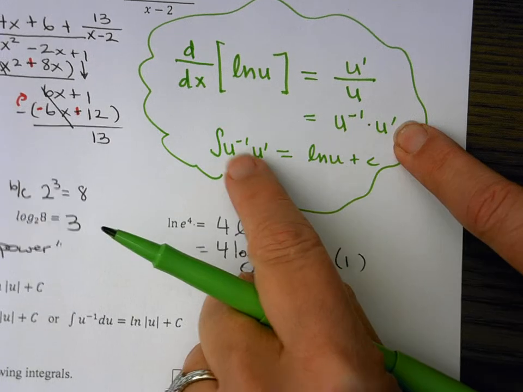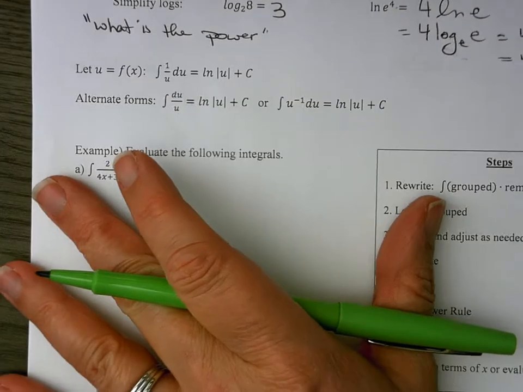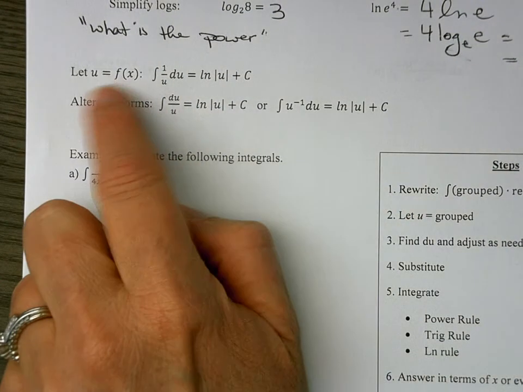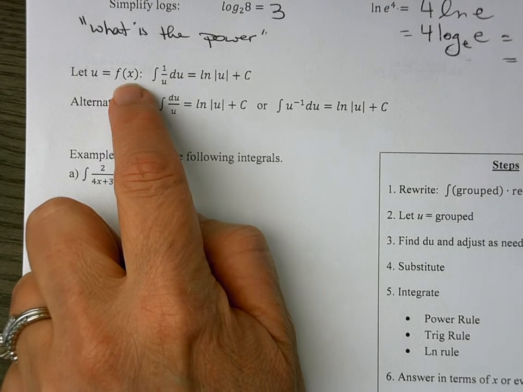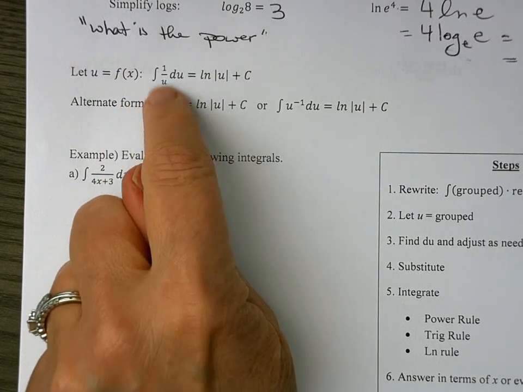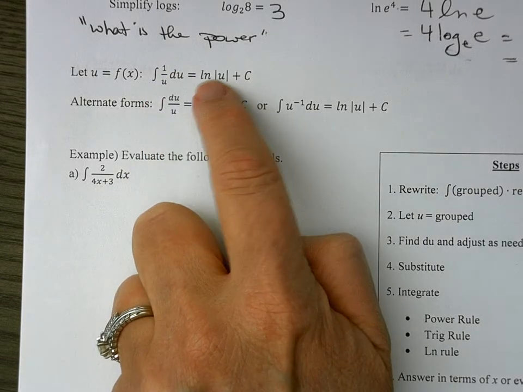So what did I take the derivative of to get this? And it's going to be a natural log. Okay, so let's take a look at that power, or that rule. So u is just some function of x, whatever that would be, like x squared, 3x minus 1, whatever. So if I have 1 over u du, that antiderivative is the natural log of u plus c.